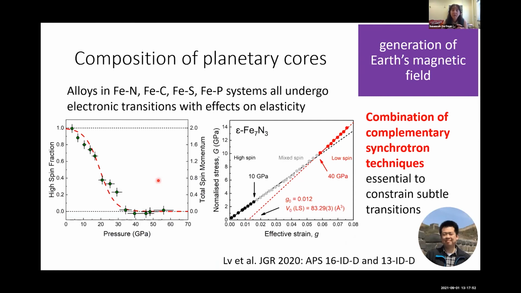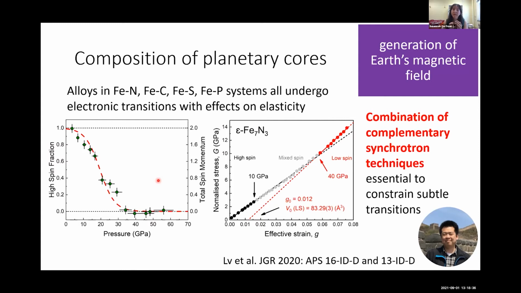Ming-Da has done some work also on the iron nitrides, looking at the spin transition that we observe in nitrides. It's analogous to an electronic spin transition in carbides, sulfides, phosphides. All of these alloy systems undergo a subtle electronic spin transition, which has a subtle effect on the elasticity. That's important for us to be able to determine the composition of planetary cores. So by, again, combining a set of complementary synchrotron techniques, it was essential to have X-ray diffraction as well as X-ray emission spectroscopy in order to see where this spin transition is and to see that it has a second order effect on the equation of state.